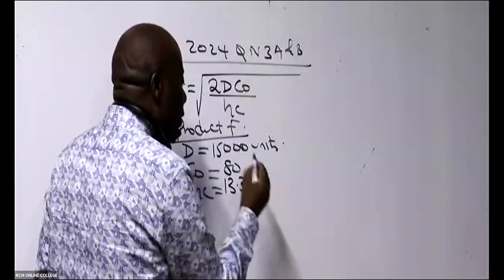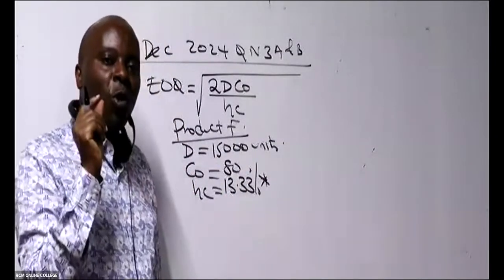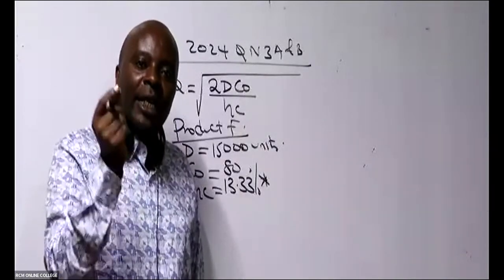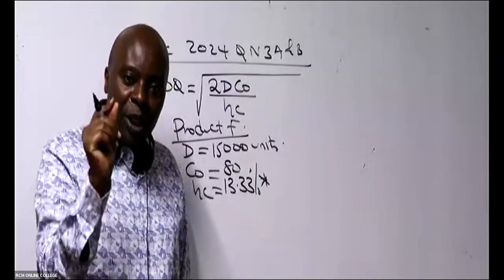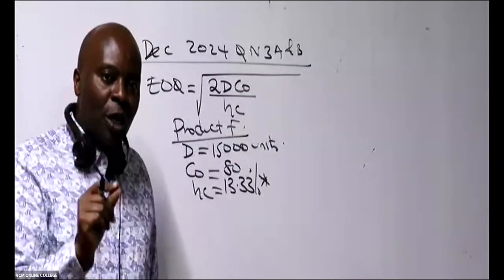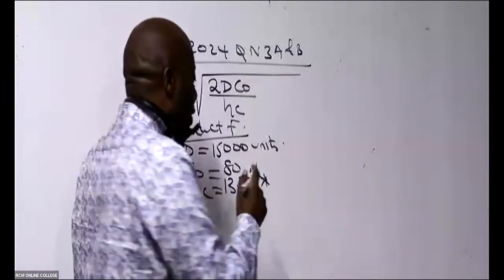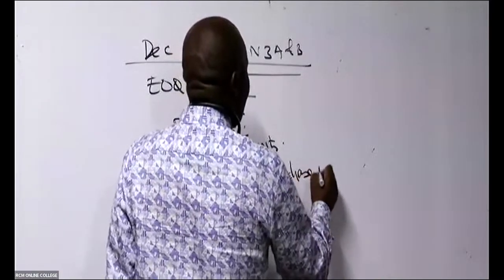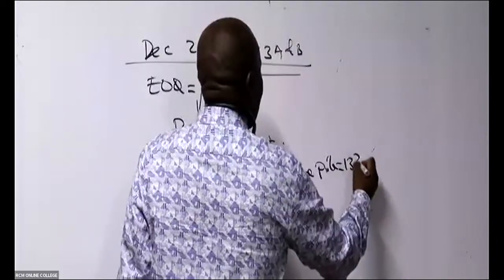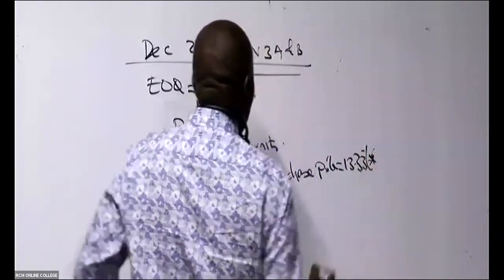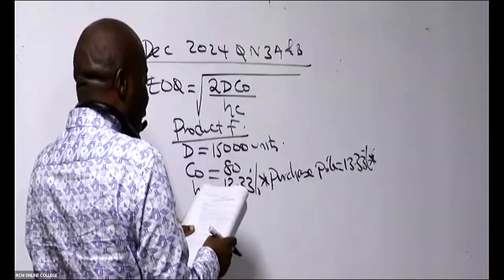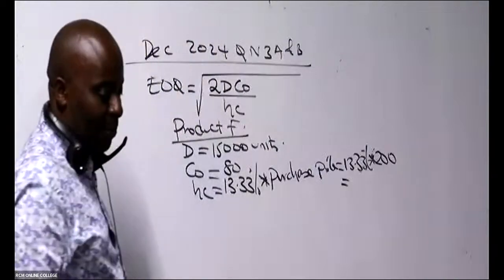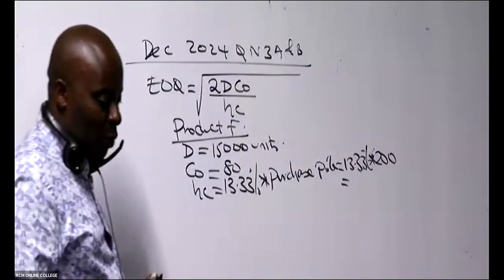And if you remember very well, they told you that whenever holding cost is given as a percentage, we shall always take that percentage and multiply it with the purchase price. Should be a percentage of the purchase price. So holding cost will be 13.33% times the purchase price of F. I can see purchase price is 200. So is there somebody who is able to give us this number? Yeah, they're giving me a figure of 26.67.